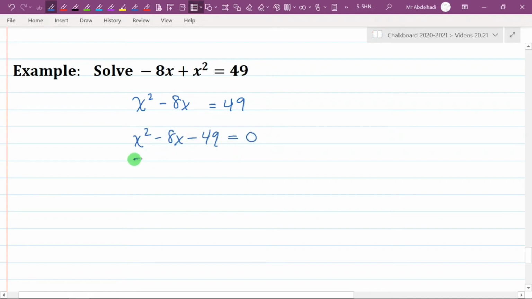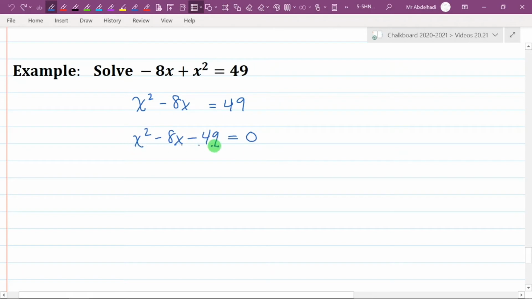And then, I would try to factor it. This is what you would normally try to do first. Unfortunately, there are no factors that will work here. This is not factorable. Factors of 49 are 49 times 1, 7 times 7? I think that's pretty much it. No combination of numbers here will give you an 8. All right, so we can't use factoring.